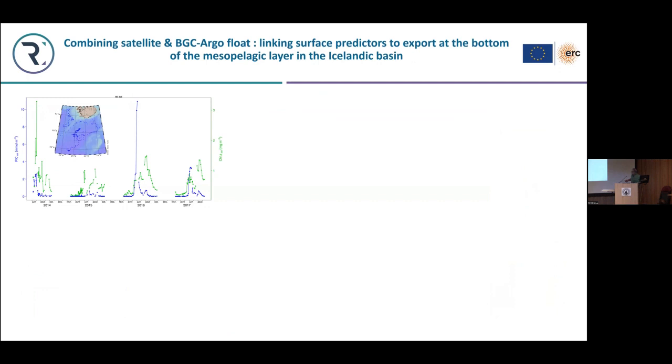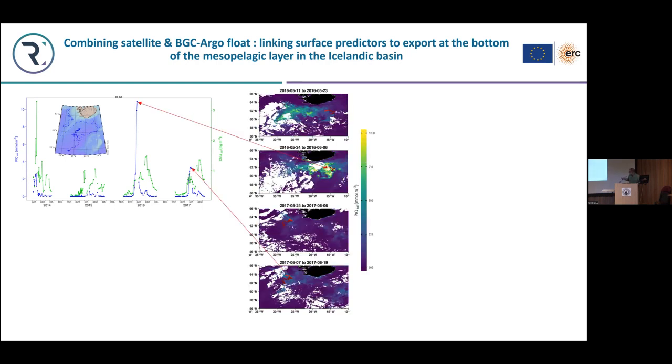So I start nevertheless. This is a float deployed in the Icelandic basin, and we had 3 years of time series there. And here it's this time series. You can see in blue is the PIC derived from satellite, and in green is the chlorophyll concentration derived from satellite too. So the upper panel is satellite. You can see here that we have a peak signal, so this means that very likely it is coccolithophore blooms.